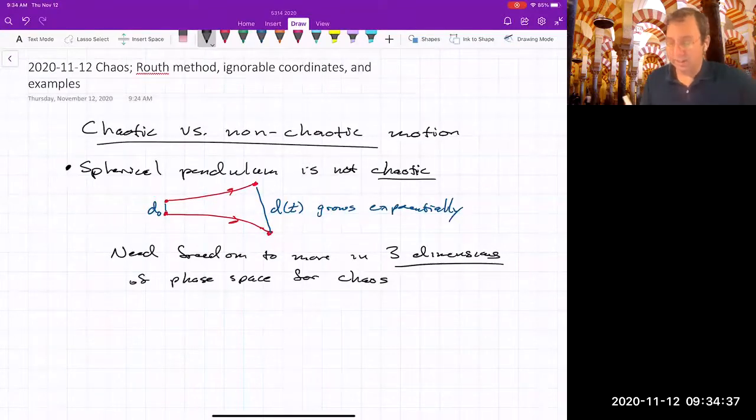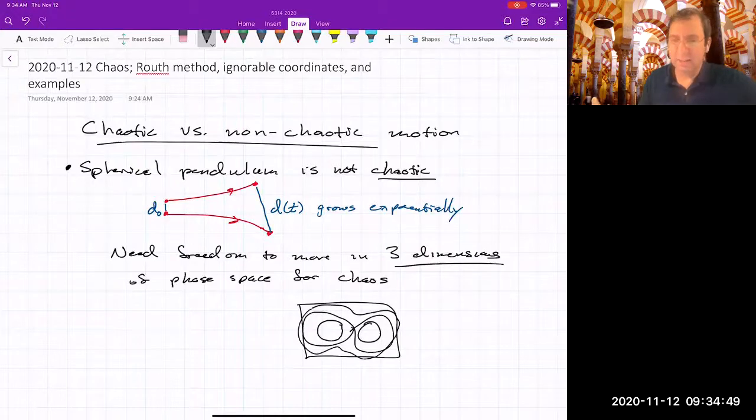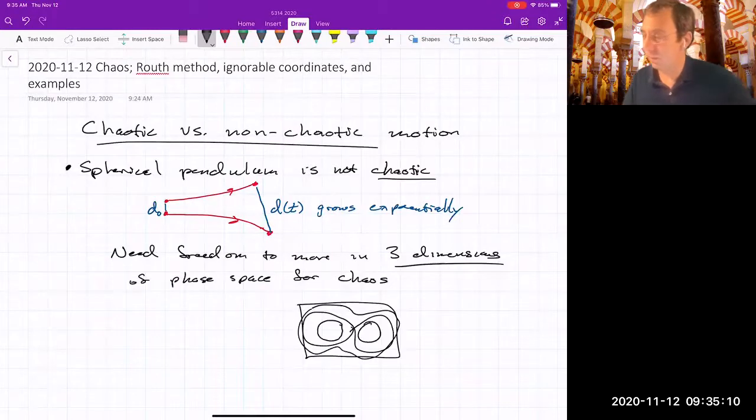And how can you understand this? Well, if you think of a two-dimensional phase space, and we've sketched a bunch of them, there are always closed curves and other things, but nothing's chaotic. It's all basically periodic motion. But once you have motion that can go into a third direction, then things can be chaotic. That's how I have to leave it for now. I'll be teaching a whole course on nonlinear dynamics and chaos next semester. It's a 4000 level course.